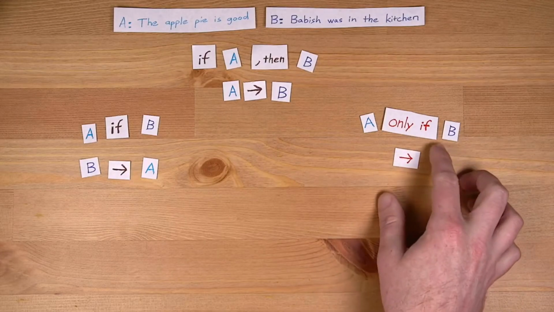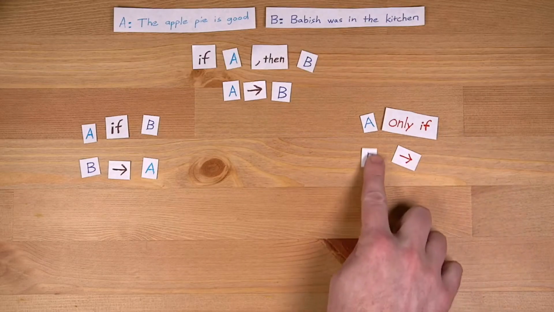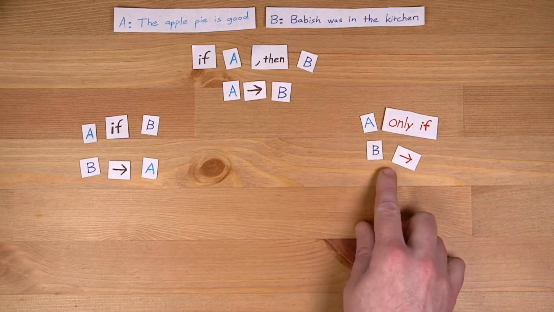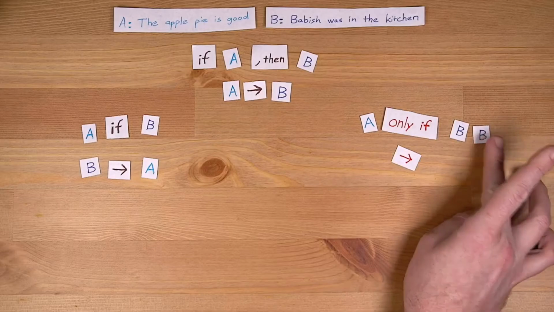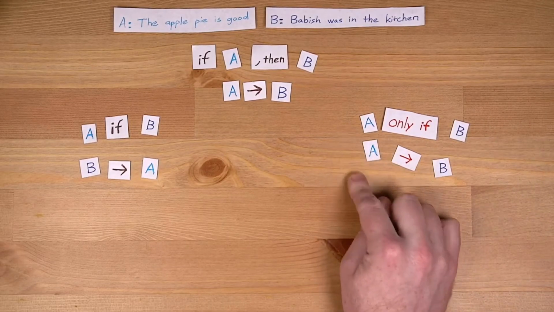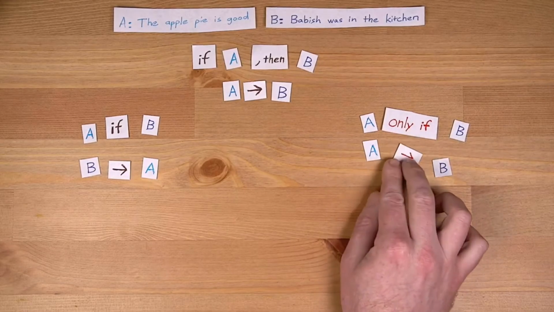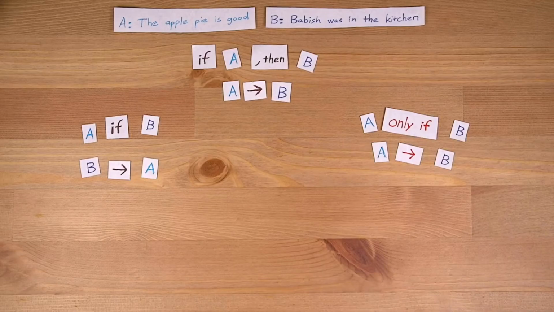Well, now instead of if introducing the antecedent and putting the thing next, we're going to put it over there. Instead, only if introduces the consequent, and the antecedent is going to come before it. So this one, you actually diagram just like that.